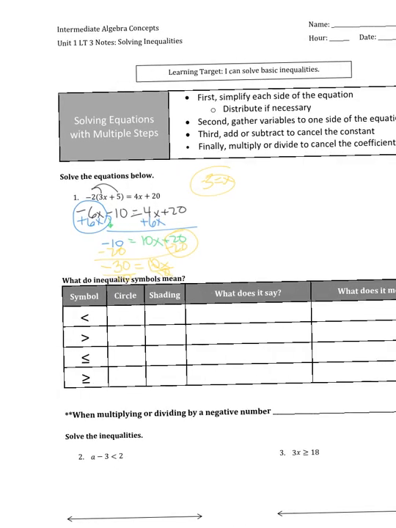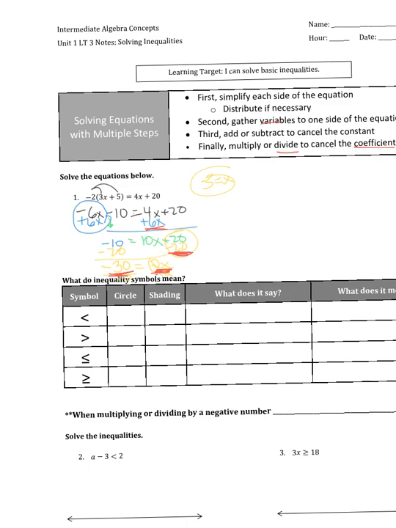But notice I gathered the variables to one side. All right, I got all the x's here in the red. Then I subtracted the 20 to have all the constant on one side, which is the negative 30. Then your coefficient is 10, so that's what you divide by, the coefficient. All right.